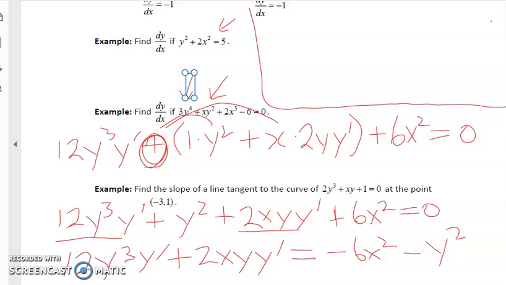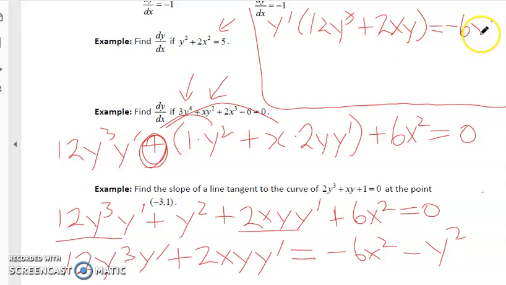Now, y prime on the left side is a common factor, so that comes out in front, just like if that was 2x's, you take it out in front. So y prime in front of, okay, 12y cubed plus 2xy, closing bracket, equals, and now on the other side you had negative 6x squared minus y squared. That's what you have on the other side.